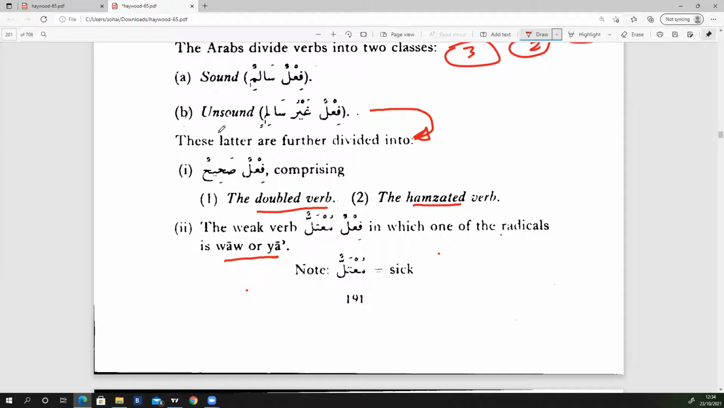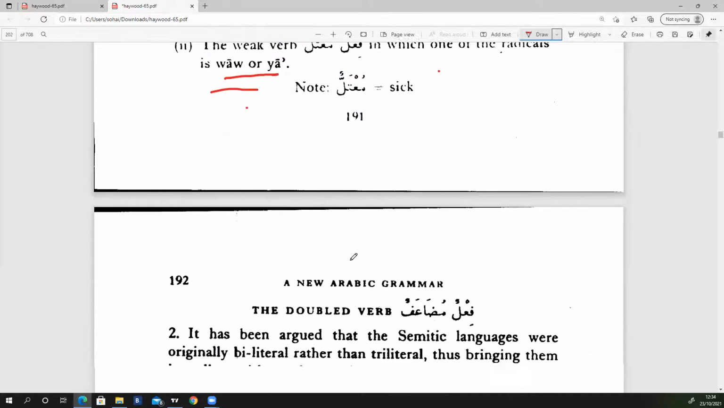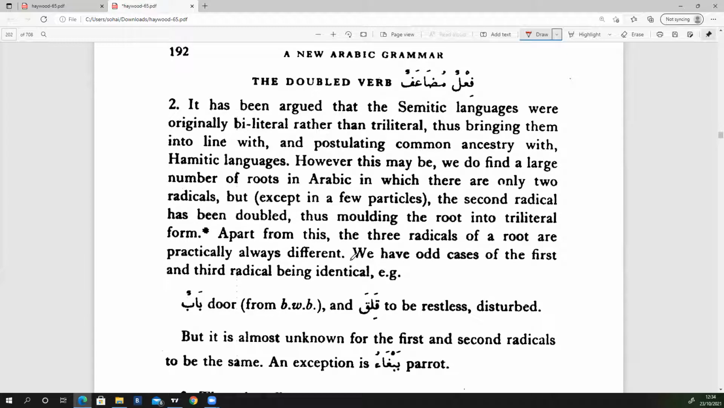there are two divisions, sound and unsound, فعل سالم and فعل غير سالم. The latter, which is B, is divided into two parts. It's known as فعل sahih, which is double verbs, which we're going to do today. And then we have verbs which start with hamza. Then we have فعل mu'tal. These are weak verbs which have waw or ya as one of the root letters. The reason why they call it mu'tal will come later. So today we'll just focus on fi'l muda'af, which is double verbs. And we will talk about what that constitutes, and hopefully what we've done before will help us.